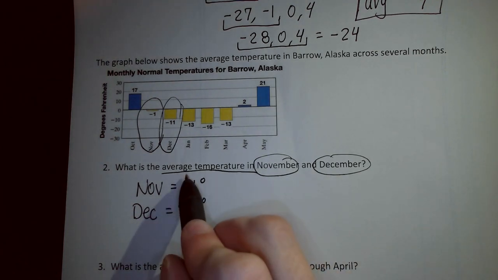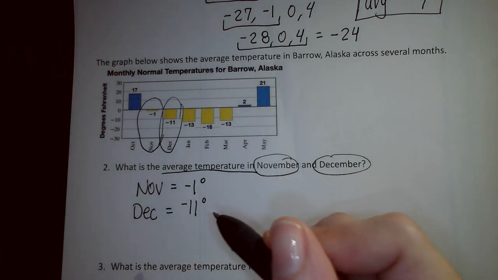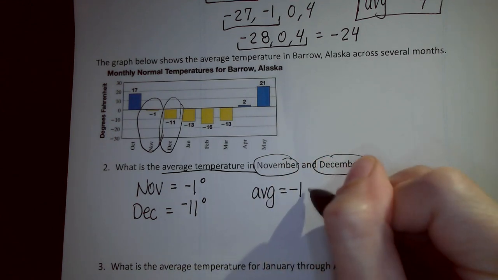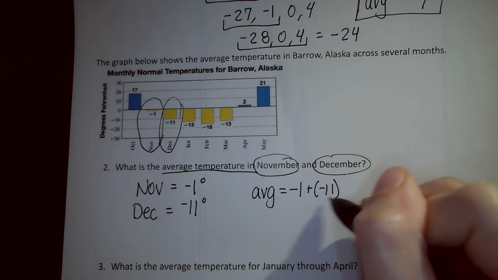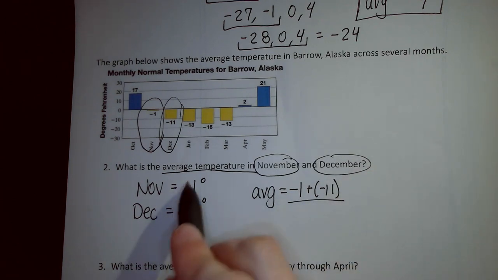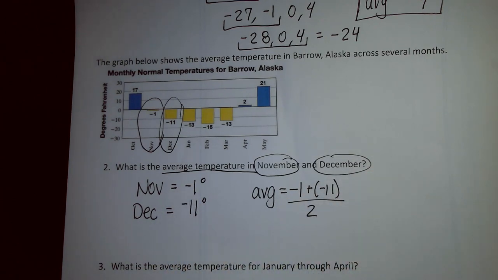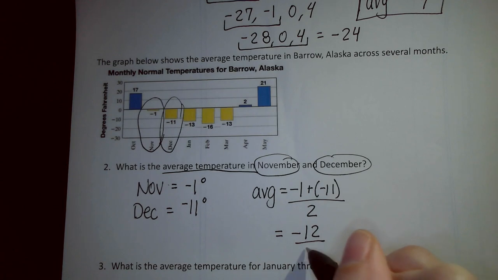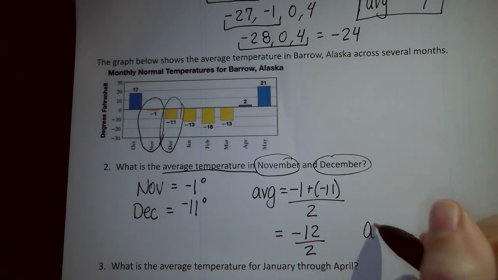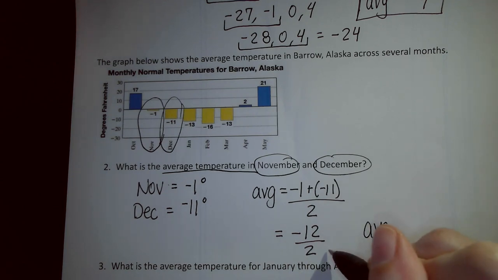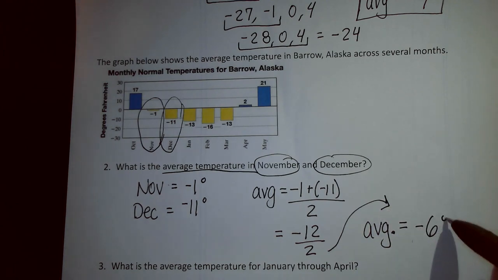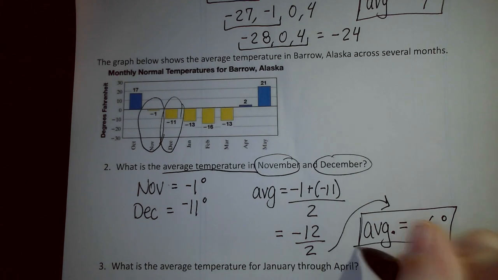So to find the average, we're going to add the sum of our numbers. So that's negative 1 plus negative 11 over the number of numbers, which is 2. November and December, just those two. So that becomes negative 12 over 2. So the average is negative 6 degrees.